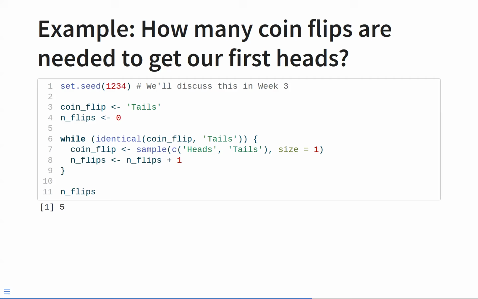So this time, it actually took me 5 flips to get my first heads. This is, of course, random. So if you run this code, you might get a heads on your first flip, or it might take you more than 5 flips. But simulations are one common case when we don't necessarily know how many times we're going to have to repeat a certain series of steps. And a while loop is exactly the right solution when we find ourselves with a problem like that.